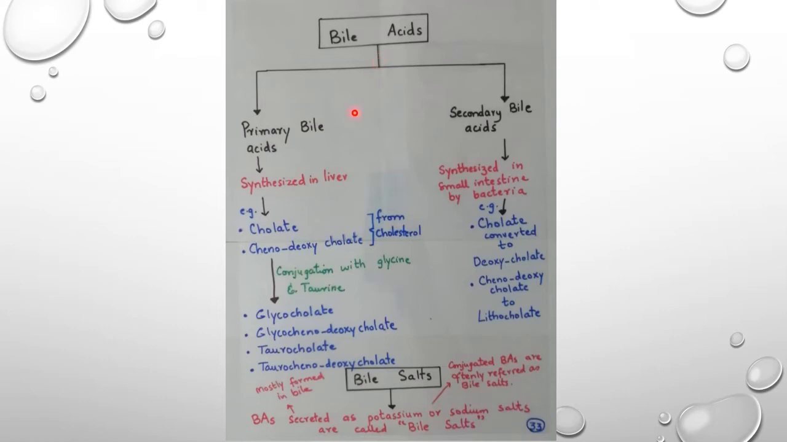Bile acids are categorized as primary bile acids and secondary bile acids. Primary bile acids are synthesized in the liver, while secondary bile acids are synthesized in the small intestine by the action of bacteria. Examples of primary bile acids are cholate and chenodeoxycholate, which are synthesized from cholesterol. These are conjugated with glycine and taurine and converted into glycocholate, glycochenodeoxycholate, taurocholate, and taurochenodeoxycholate. In the intestine, primary bile acids are converted into secondary bile acids. For example, cholate is converted to deoxycholate and chenodeoxycholate is converted into lithocholate. Bile acids that are secreted in the form of potassium and sodium salts are also called bile salts. Conjugated bile acids are often referred to as bile salts.